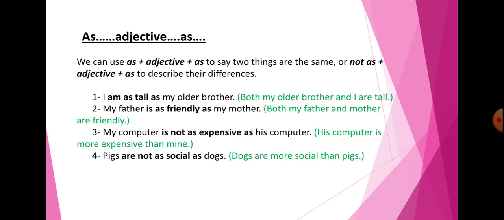1. I am as tall as my elder brother. So it means both my elder brother and I are tall. 2. My father is as friendly as my mother. So both my father and mother are friendly. 3. My computer is not as expensive as his computer. So his computer is more expensive than mine. 4. Pigs are not as social as dogs. So we know that dogs are more social than pigs. Okay.